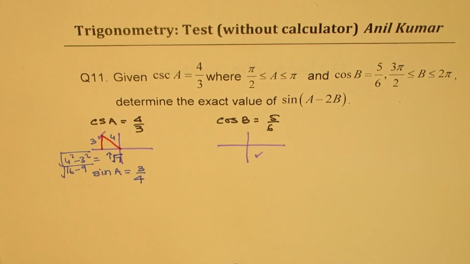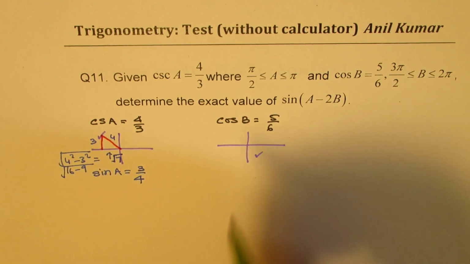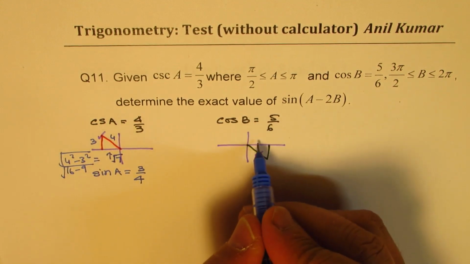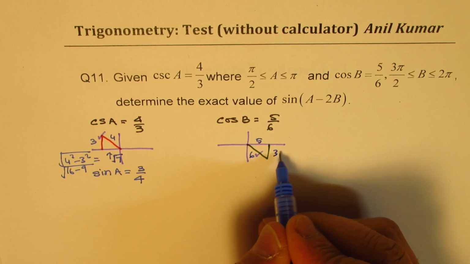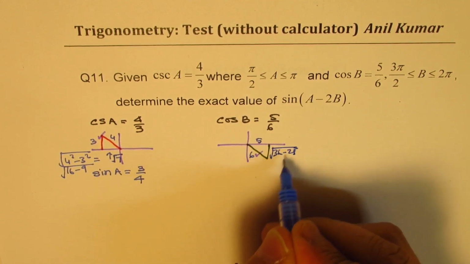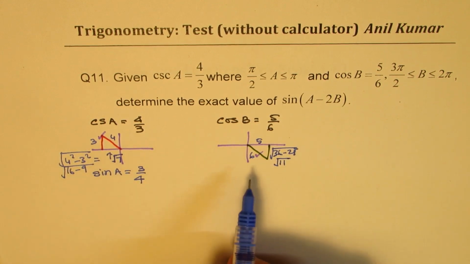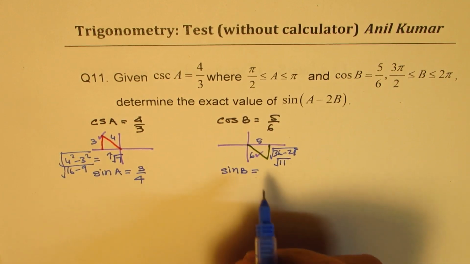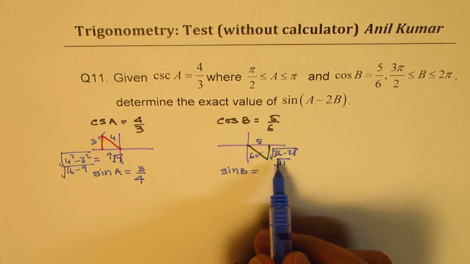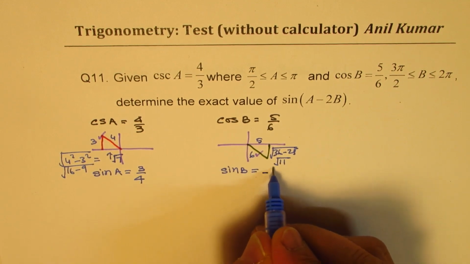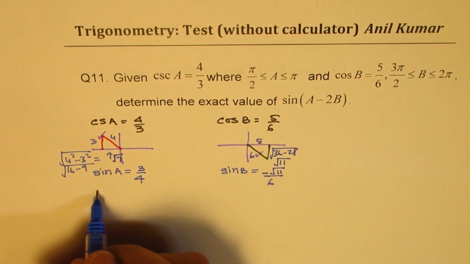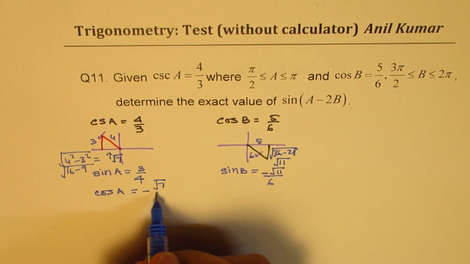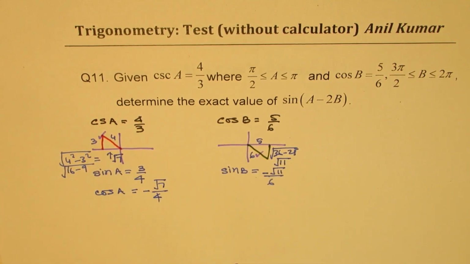The other, in this particular case, 5 by 6, will have 5 as the adjacent side, 6 as the hypotenuse. So this side is the square root of 36 minus 5 squared, which is 25, so square root of 11. Correct? Now sine A is 3 over 4. What is sine B equal to? Sine B has to be negative because we are in quadrant 4. So it is negative square root 11 over 6. What about cos A? Cos A will be negative square root 7 over 4. Correct? So these are your values to work with.